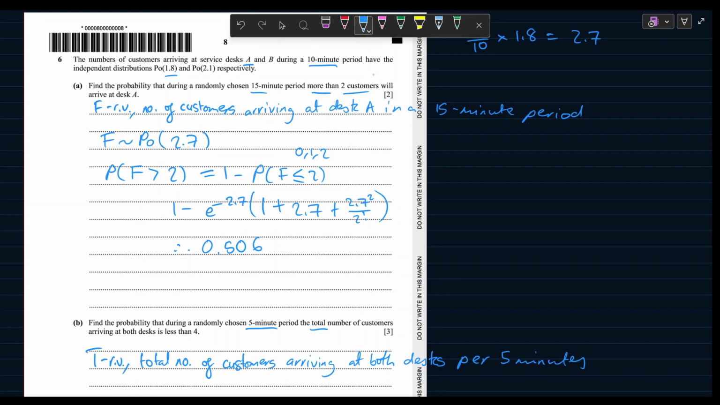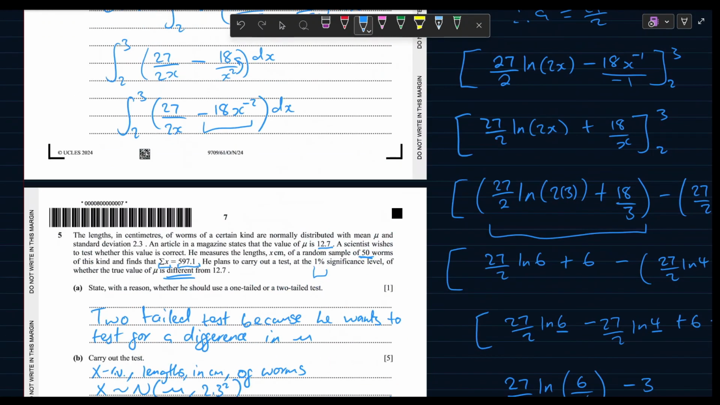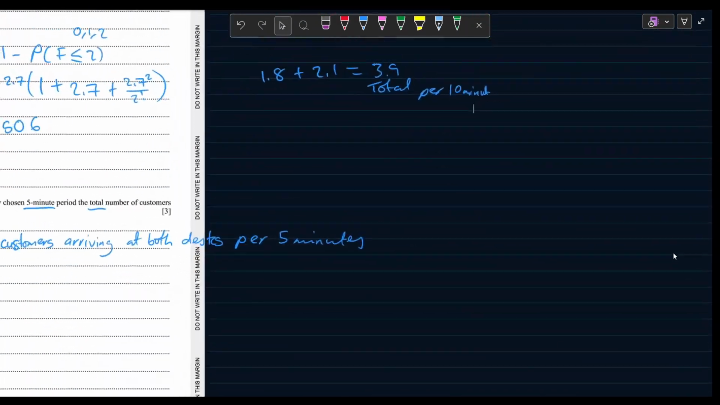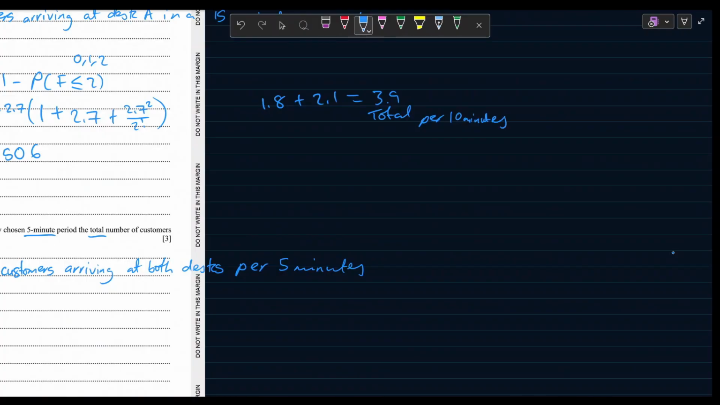So we can say the total in a 10-minute period for A and B is going to be 1.8 plus 2.1, which gives us 3.9. This is total per 10 minutes, right? We want per 5 minutes, so we have to divide this by 2. We want 5 out of 10 times 3.9. That gives us 1.95.